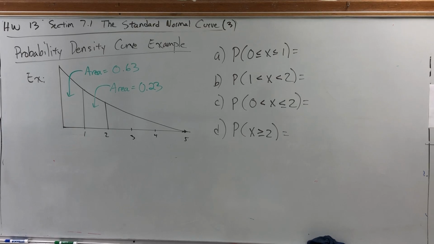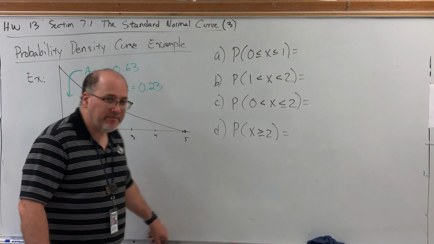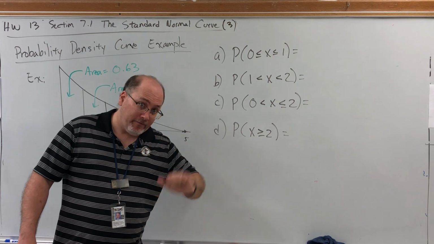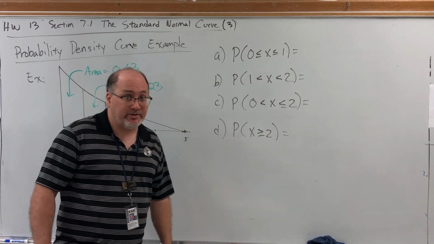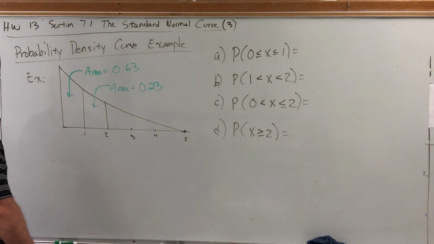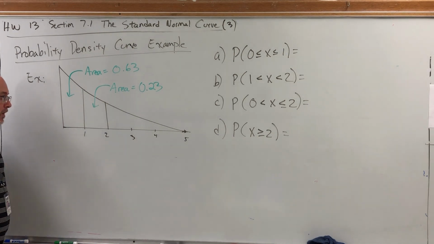Homework 17, section 7.1, the standard normal curve, video 3. I should mention that we haven't gotten to the standard normal curve yet. We're working our way up to that, and the standard normal curve is the one that we will use throughout the rest of the semester. But let's get back to just a general probability density curve example.